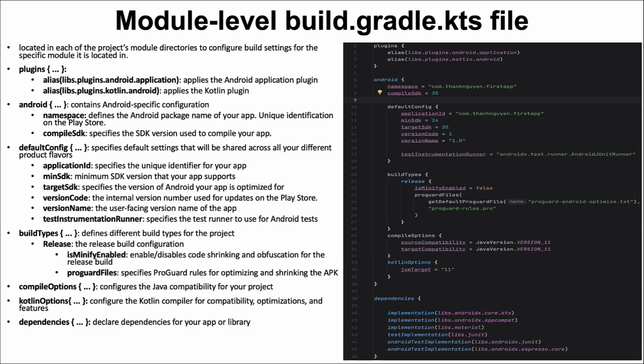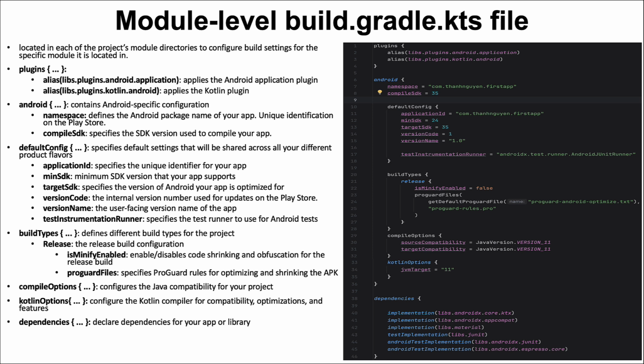This slide shows that the next one of the 8 Gradle build files is the module-level build.gradle.kts file. This file is located in each of the project's module directories to configure build settings for the specific module it is located in. This file is used to configure build settings for the corresponding module, including required dependencies, minimum and targeted platform versions, your application's version information, and different build types and product flavors.